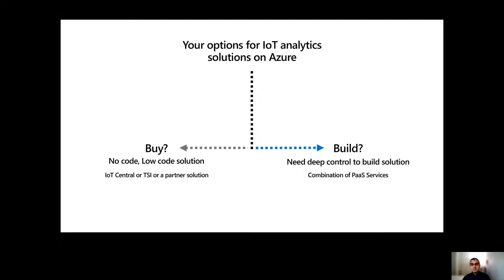You have two options on Azure. So you want to use ready-made solutions, no code, low code stuff. Go for IoT Central or Time Series Insights or a partner solution. You want to build your own solution, want to have a deeper control on different parts of the solution, use a combination of PaaS services. In this session, we are going to discuss one of the patterns to build an IoT analytics solution with Azure Data Explorer, which makes it really simple and easy to do that on Azure.